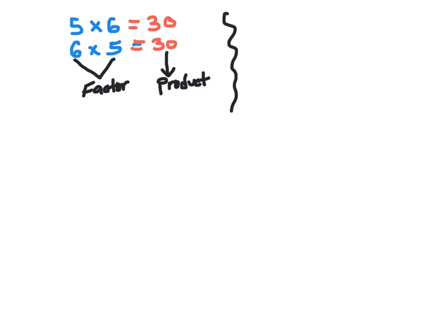Let's do the inverse now. Inverse means opposite, so the opposite of multiplication is division. I can say 30 divided by 5 is equal to 6. I use the same exact numbers, the only difference is I use the inverse, or the opposite. I can also say 30 divided by 6 is equal to 5.